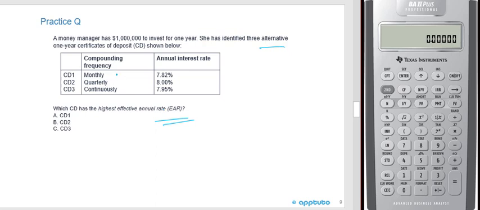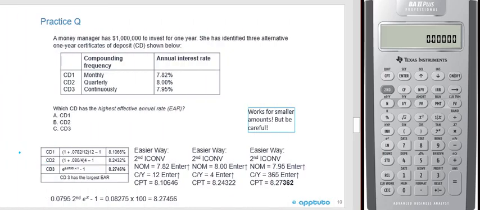So you can see CD1 is compounding monthly, and the annual nominal interest rate is 7.82%. CD2 is quarterly, and the nominal interest rate is 8%. And the last one is compounding continuously, and the interest rate is 7.95%. So which one has the highest effective annual rate? 1, 2, or 3? Okay, you can see here on the left-hand side, I've got the algebra, including the keystrokes to run it continuously. And the correct answer is CD3, the continuous one.